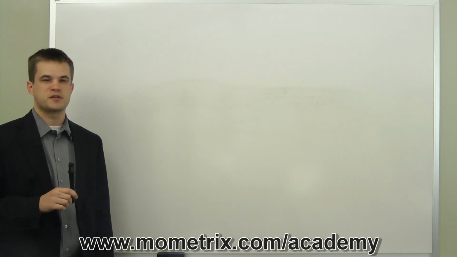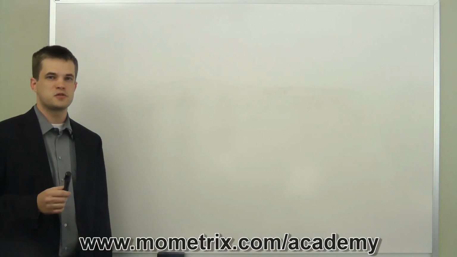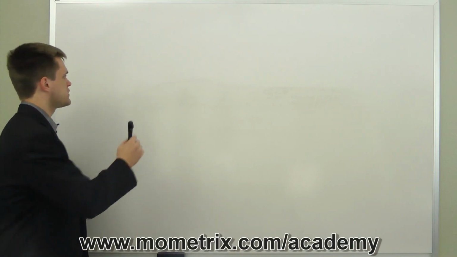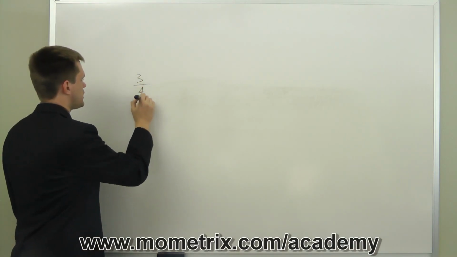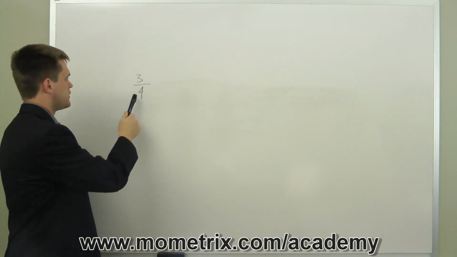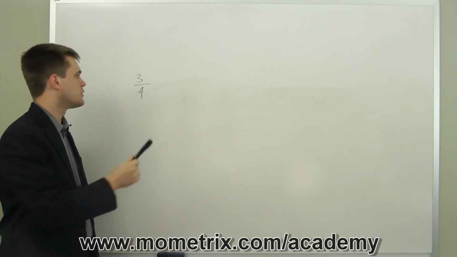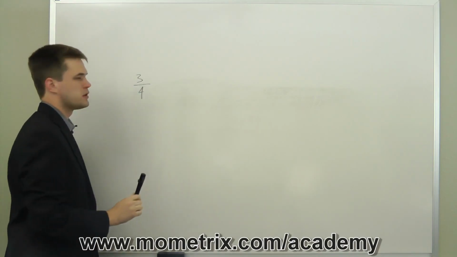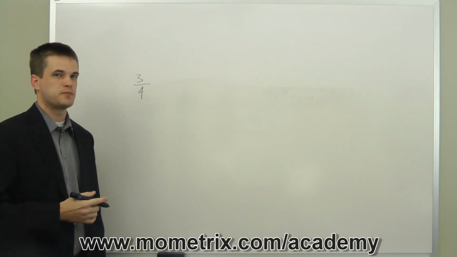In this video, I want to discuss improper fractions and mixed numbers. Just to review real briefly, a fraction has a numerator and a denominator. The denominator represents how many parts we're breaking up the whole into, and the numerator, the top number, represents how many of those parts we're counting.